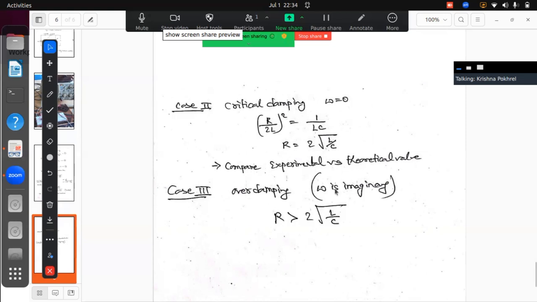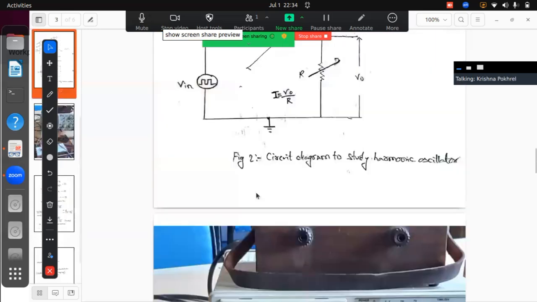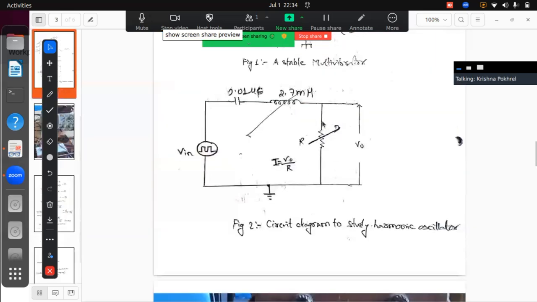Similarly, for overdamping, if omega is imaginary, then if the R value is greater than 2 root over L by C, you will get overdamping. But the most important thing is you need to control this. The theoretical value you need to calculate, and the experimental value you need to get from here, 50, 100, 150, or you can take 100, 200, 300, 400. It will be easy, less time consuming, and you will get the nature of the graph here. Don't be in a hurry.